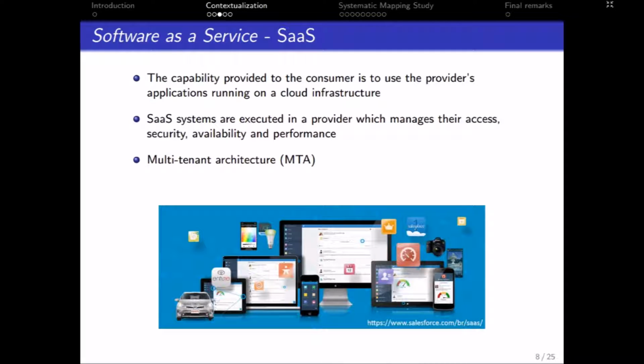It is important to note that the capability provided to the consumer is to use the provider's application on a cloud infrastructure, and the consumer does not need to manage the access, security, availability, and performance. Multi-tenant architecture is vital for SaaS systems, and this characteristic is the main factor that differs from conventional web applications.